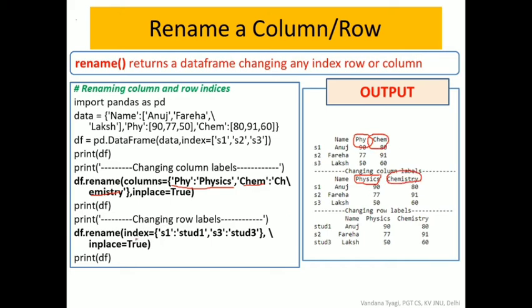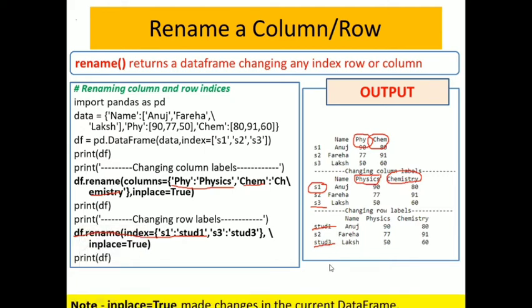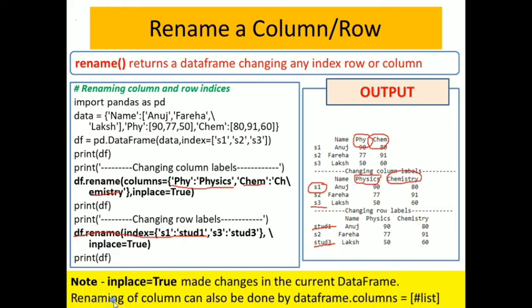And if you look at row indexes, we have done df.rename. Index S1 is now student 1. So instead of S1 we now have student 1, and instead of S3 we have student 3. S2 remains as it is because we have not changed it. So this way we are renaming our column indexes or row indexes. And inplace=True, as I have already told, makes the changes then and there only.